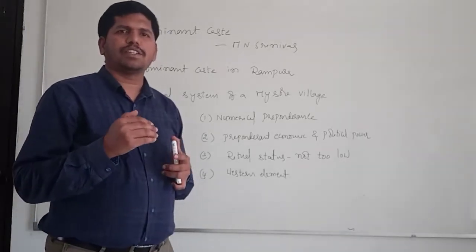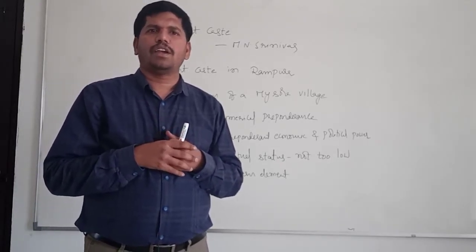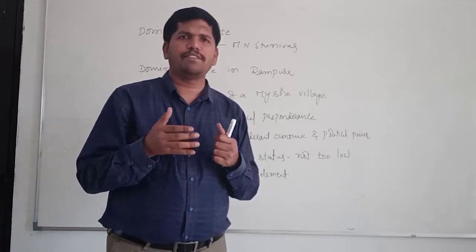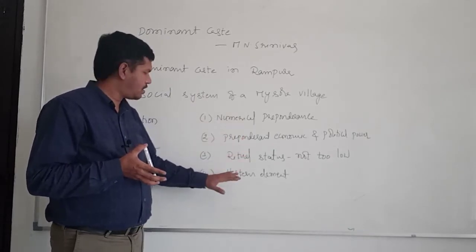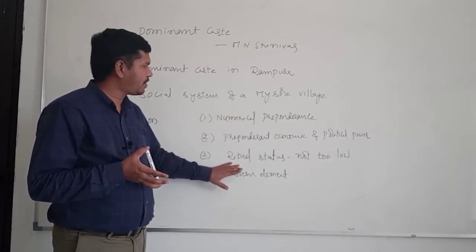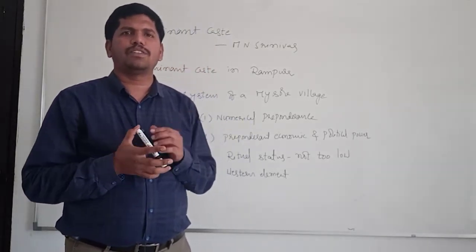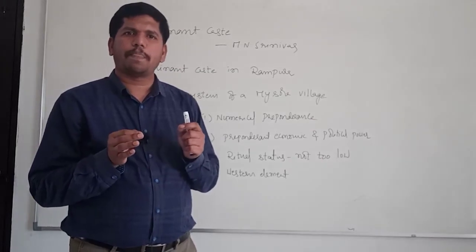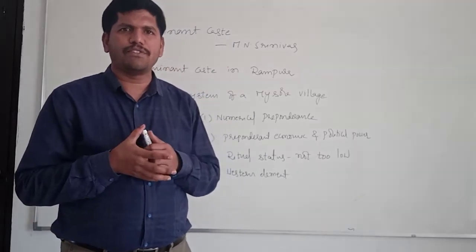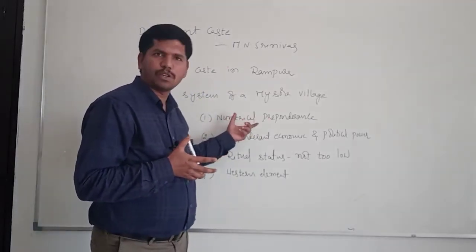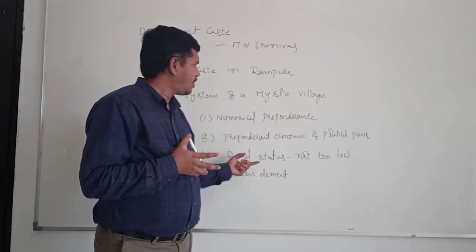M.N. Srinivas, after studying the dominant caste in Rampura, gave one definition in the year 1955. He gave one definition with three criteria. Forget about the fourth criterion. According to his definition, in order to become dominant, a caste must fulfill three criteria. They are numerical preponderance, economic and political preponderance, and ritual status.